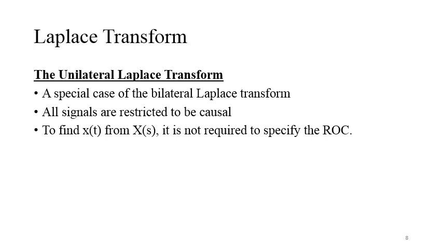As I said on the previous slide, the unilateral Laplace transform is a special case of the bilateral Laplace transform, and all signals are restricted to be causal. To find x of t from X of s, it is not required to specify the ROC, right? On the previous slide, we said that when we reconstruct the time domain signal, we also need to specify the ROC, or region of convergence. But in case of the unilateral Laplace transform, we don't need to specify this, because we always assume that it is causal.